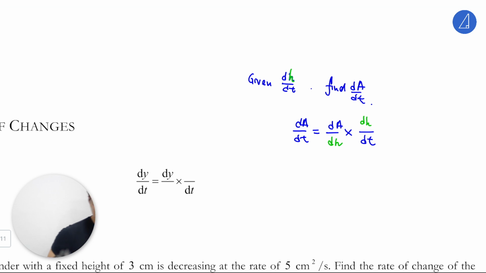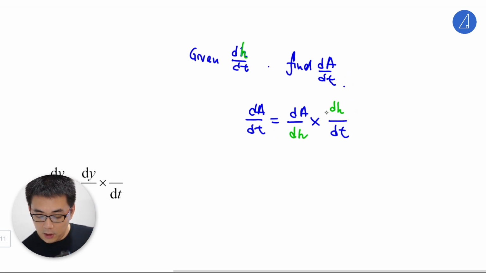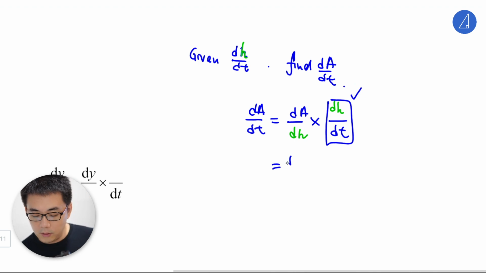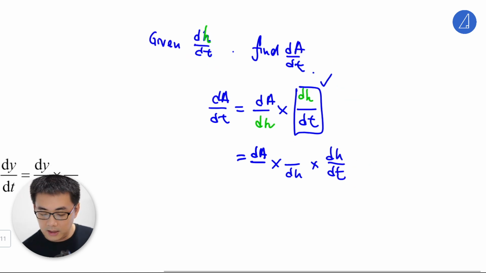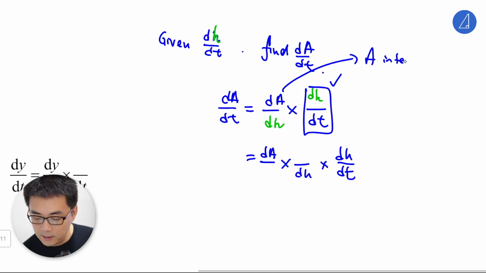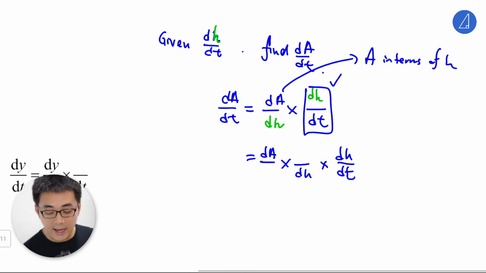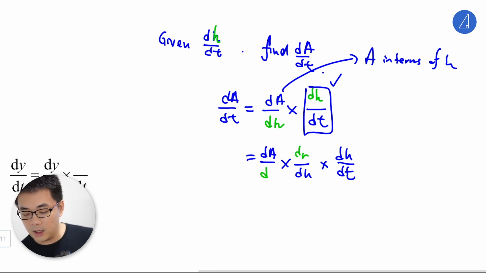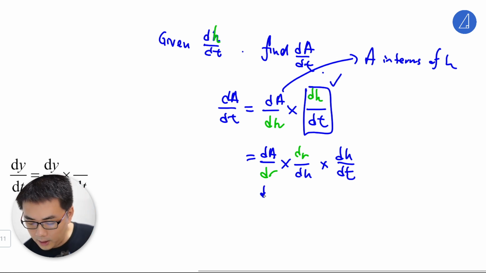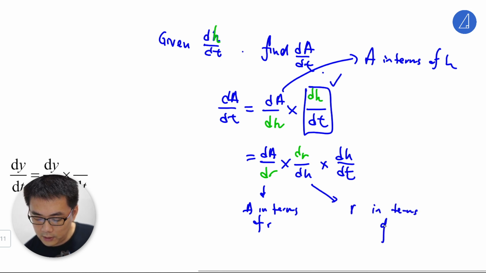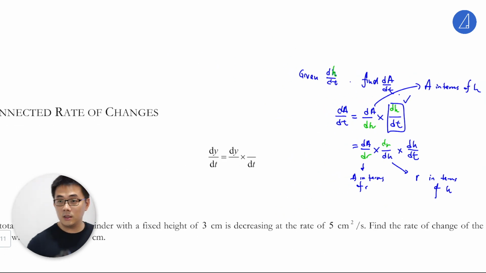Then oftentimes area is not expressed in terms of height. So you know that this is given already, then you separate again. Sometimes you may need to use the chain rule again. So it depends. This will cue you to find A in terms of the height. If A can only be expressed in terms of radius, then you split it again with dr. This will prompt you to find A in terms of r, and r in terms of h. Understand?